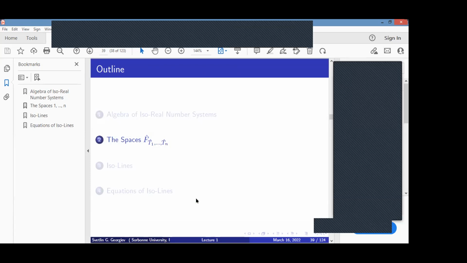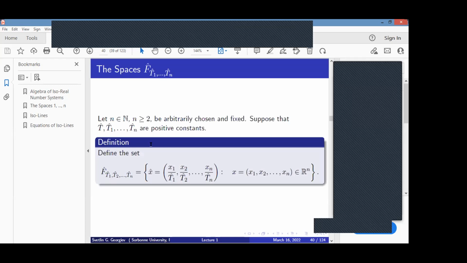So far we have considered the one-dimensional case. Now we will consider the n-dimensional case. For the one-dimensional case, we need only one isotopic element. For the n-dimensional case, we need n isotopic elements. These isotopic elements can be different, but they can coincide. So in the n-dimensional case, we define an iso n-dimensional number or iso point in this way: x1 over hat t1, x2 over hat t2, xn over hat tn. We divide all components with different isotopic elements.